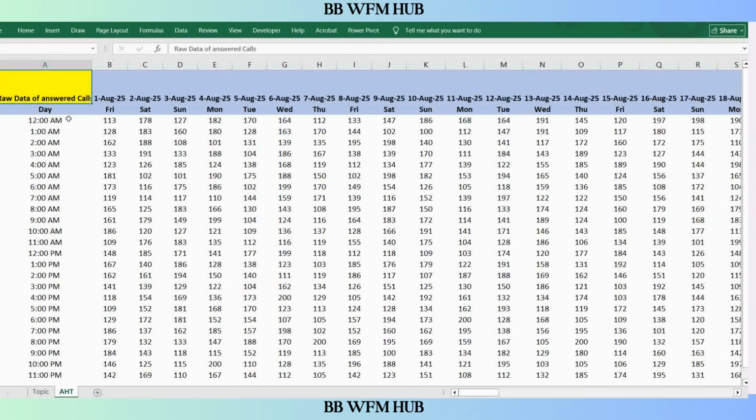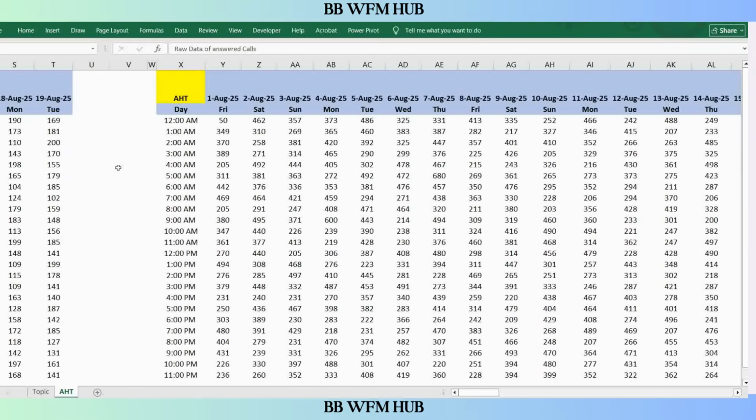Here we have the raw data of the answered calls. For the DOW of the AHT, we need two things: the raw data of the answered calls as well as the raw data of the AHT, that is, the actual AHT. Here we have taken the last 3 to 6 weeks of data. These are just sample numbers, and this is for all the intervals of the day.